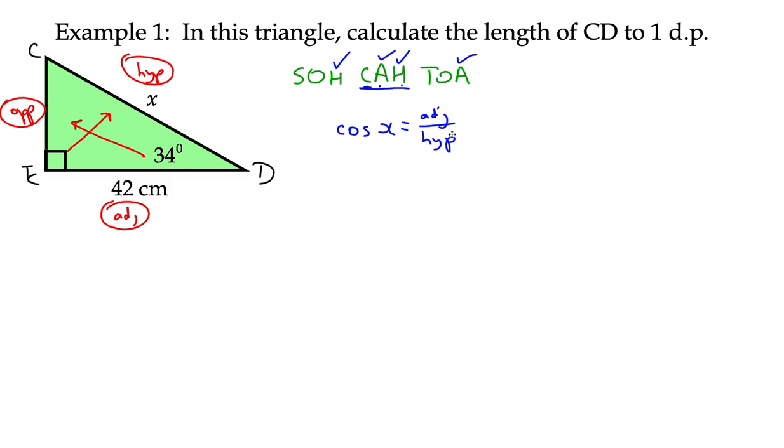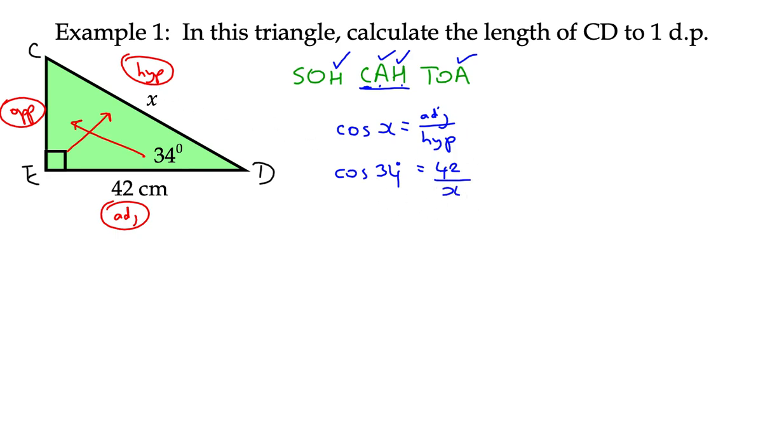SOH CAH TOA performs two tasks. It helps us to identify which of the three ratios to use, and then it helps us to remember what the actual words are in our formula. We can go ahead then and solve it. X, the angle, is 34 degrees. The adjacent side is 42, and the hypotenuse is our x.